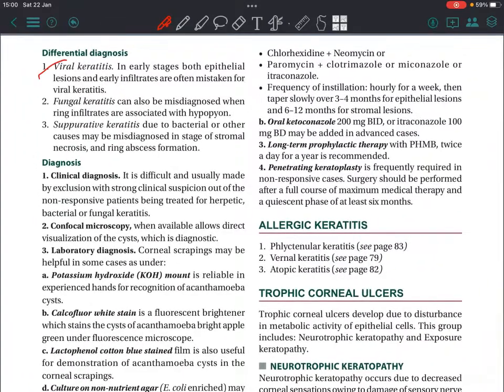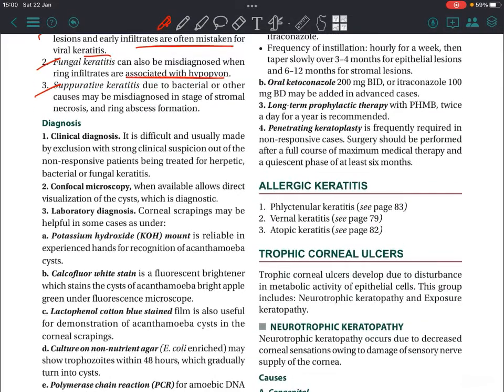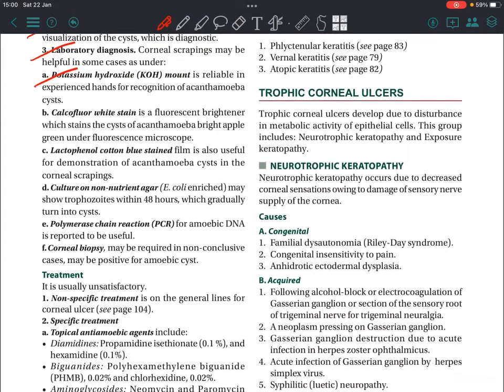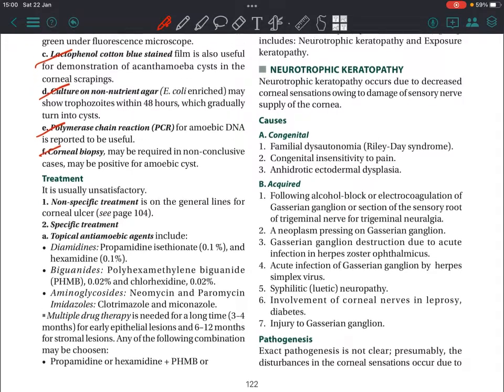Differential diagnosis: viral keratitis, fungal keratitis, suppurative keratitis. Fungal keratitis is associated with hypopyon; suppurative keratitis may be misdiagnosed in the stage of stromal necrosis. Clinical diagnosis is difficult, usually made by exclusion with strong clinical suspicion. Confocal microscopy. Laboratory diagnosis: potassium hydroxide mount, calcofluor white stain to rule out fungal, lactophenol cotton blue, culture on non-nutrient agar, polymerase chain reaction, corneal biopsy.